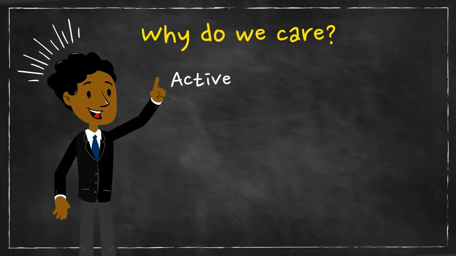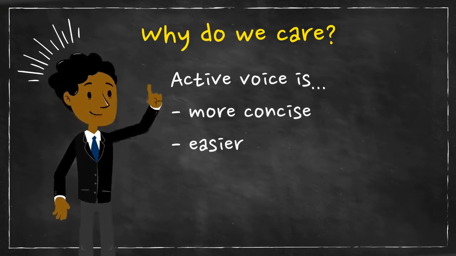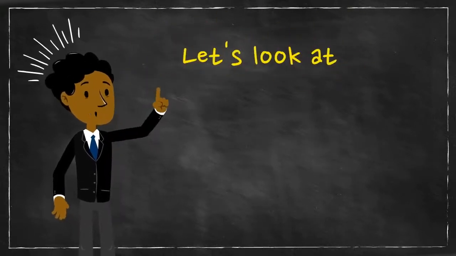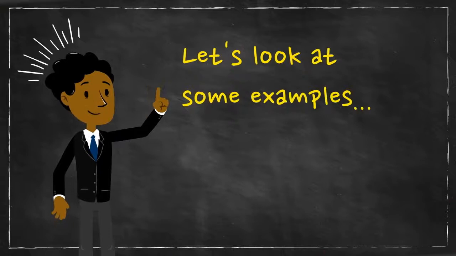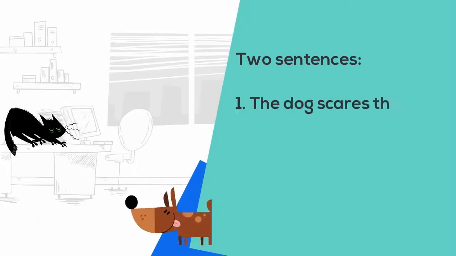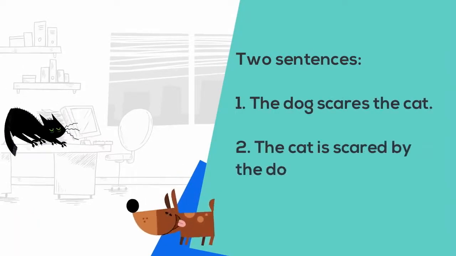Why do we care? Active voice is more concise, easier to understand, and less work for your reader. Let's look at some examples. Two sentences: The dog scares the cat. The cat is scared by the dog.